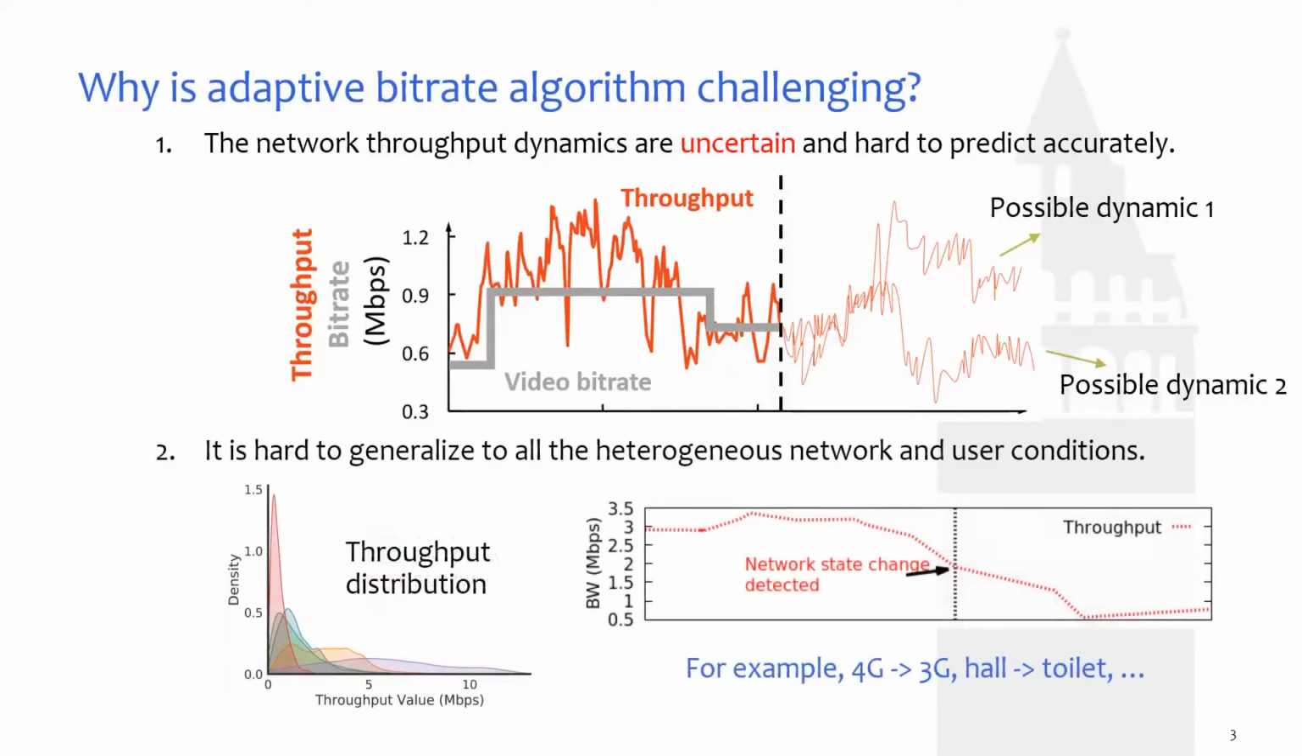Another problem is that the throughput distribution varies in the real world. For example, when we switch from a 4G signal to a 3G signal, or when we walk into the toilet, the throughput distribution that we experience will change a lot. Most ABR algorithms based on throughput prediction struggle to generalize to a wide range of network environments or distributions, especially data-driven methods.